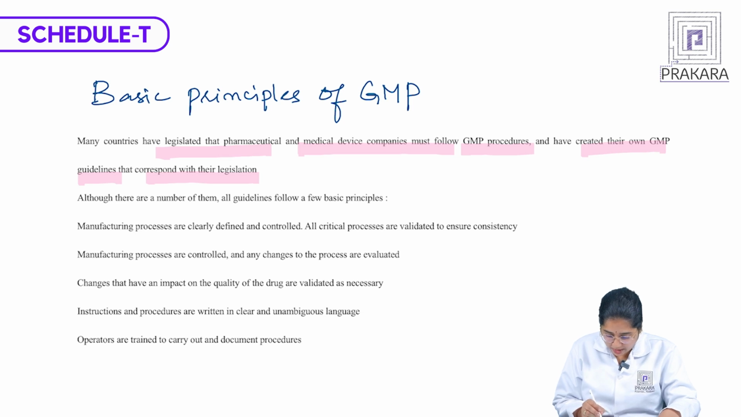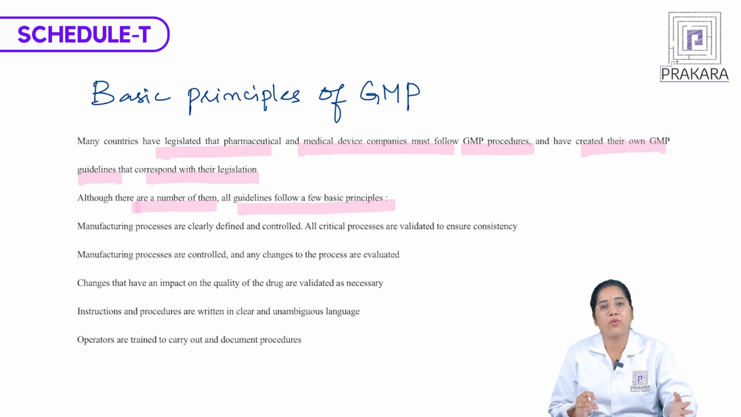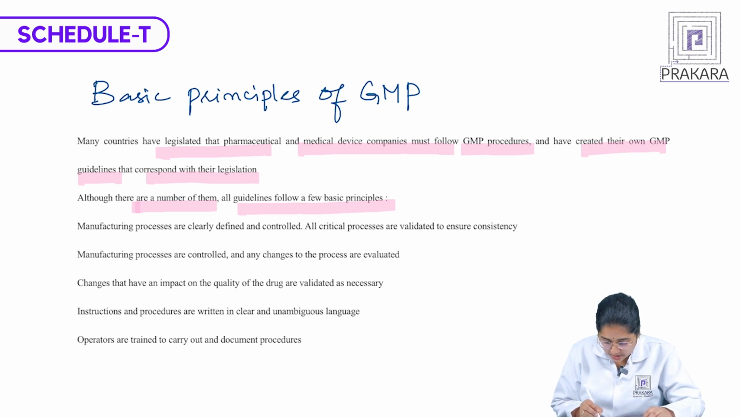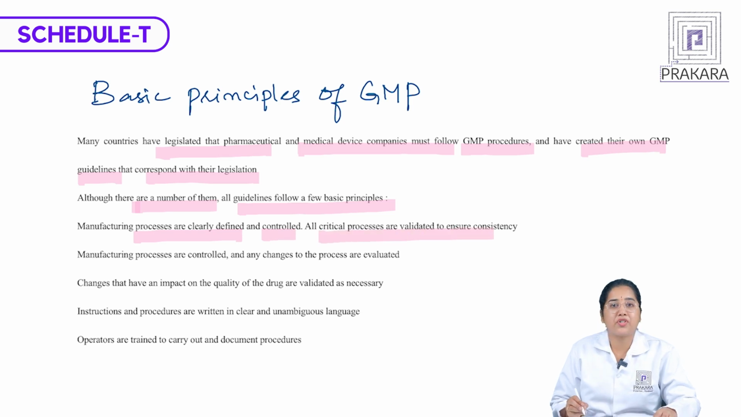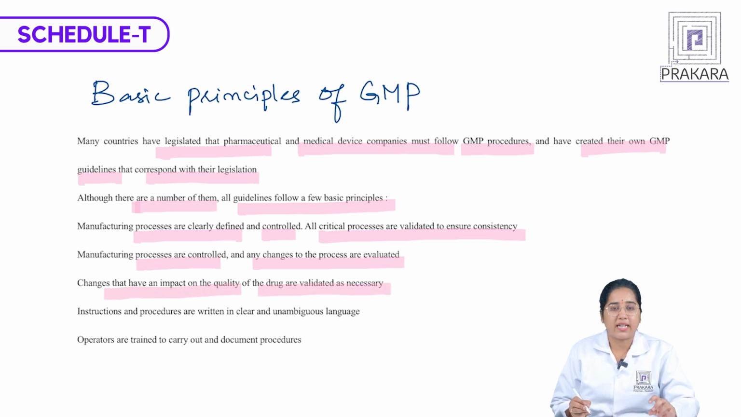Although there are a number of them, all guidelines follow the basic principles. Even though there are many new formulations and research you are doing, you should follow the basic foundation they have already documented. Manufacturing processes are clearly defined and controlled. All critical processes are validated to ensure consistency. Manufacturing processes are controlled, and any changes are evaluated, and changes that have an impact on the quality of the product are validated whenever necessary.